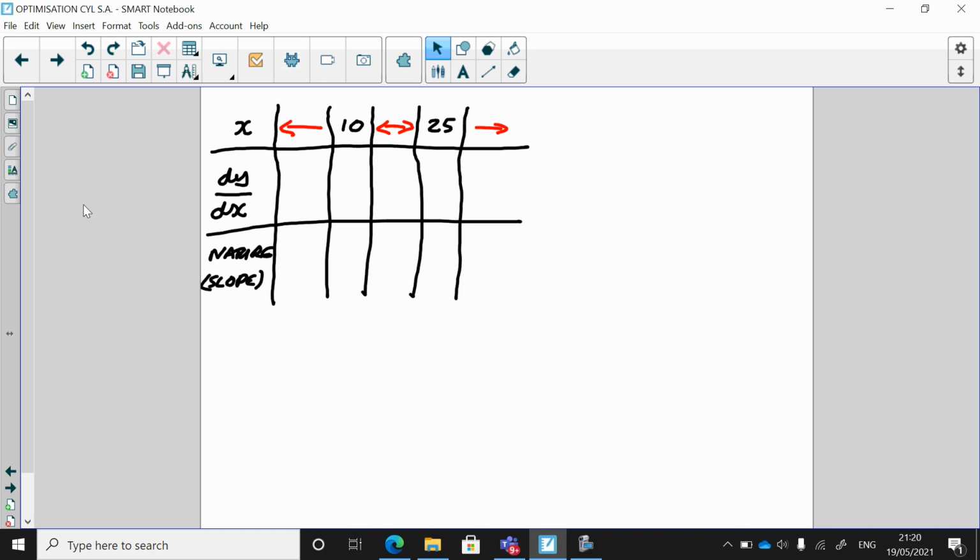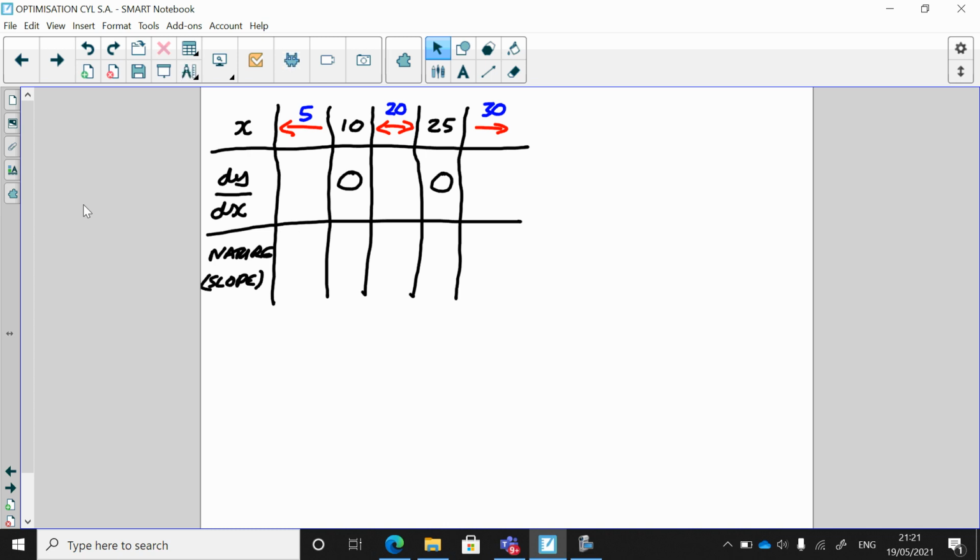To the left of 10, 5, that's fine. 20 lies between 10 and 25, that's crucial. And 30, it's above 25. Below 10 and above 25, you know the derivative is 0 because you forced that condition upon it. That's how you come up with 10 and 25.